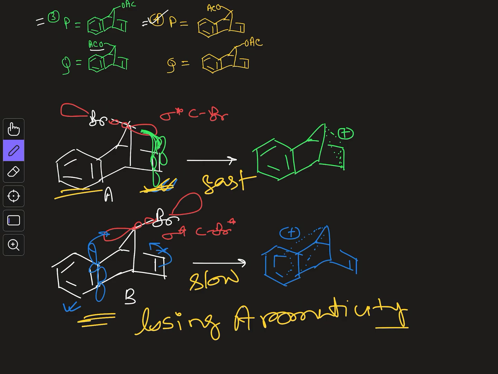And if I remember, the rate difference is almost 10 to the power 4 times. So this compound A reacts 10 to the power 4 times faster than compound B. So the question of rate of reaction is over. That we can say that compound A will be faster in reacting with acetic acid than compound B. So reaction of A is faster.